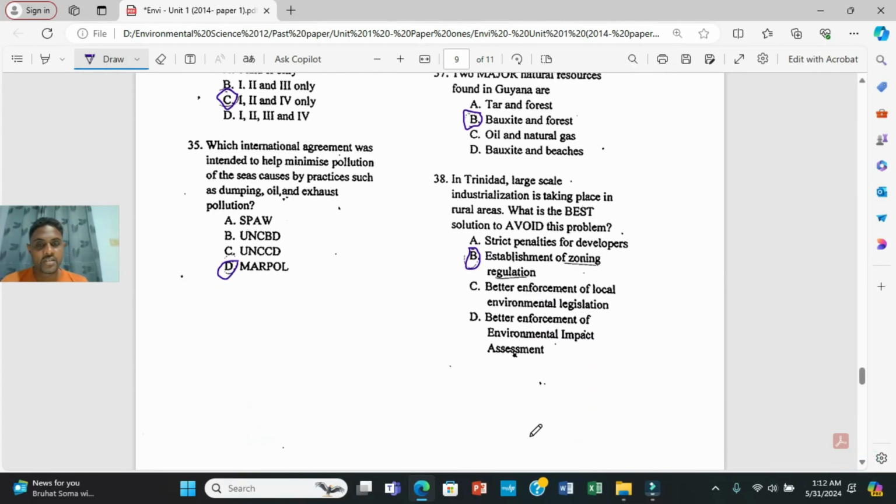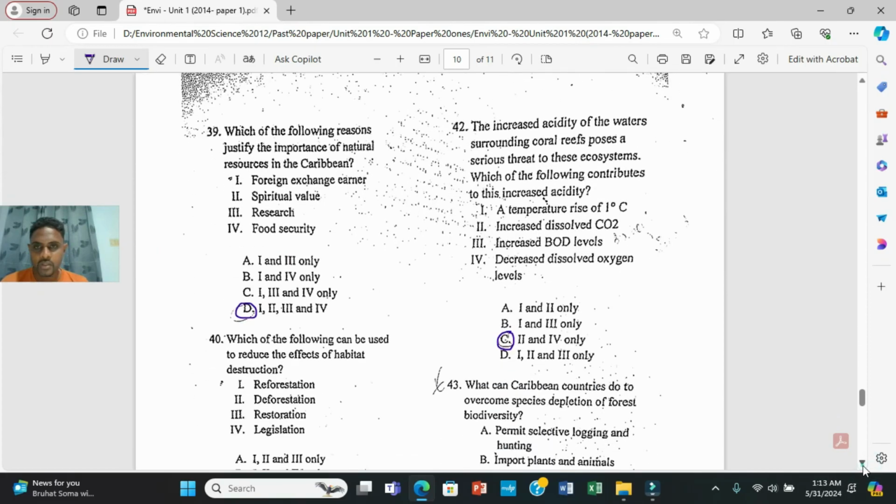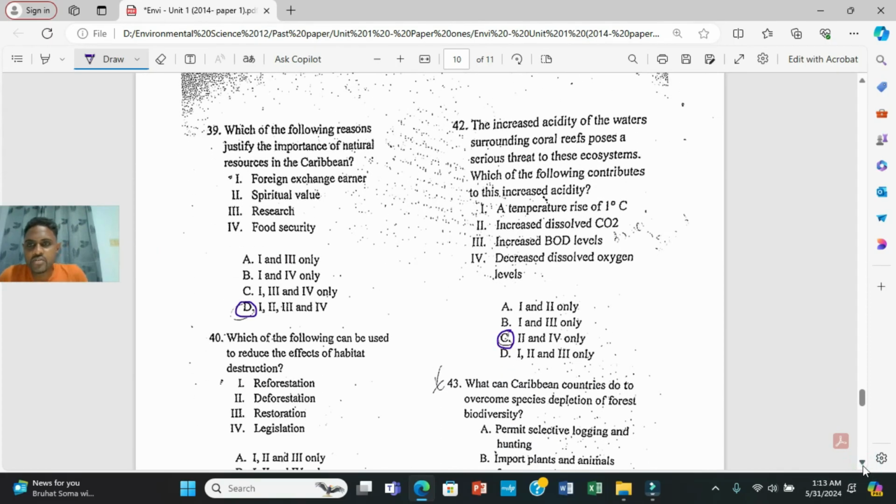38, in Trinidad, large-scale industrialization is taking place in rural areas. What is the best solution to avoid this problem? The best answer is B, establishment of zoning regulations. 39, which of the following reasons justify the importance of natural resources in the Caribbean? The answer is D, 1, 2, 3, and 4. 1, foreign exchange earning. 2, spiritual value. 3, research. And 4, food security. Number 40.